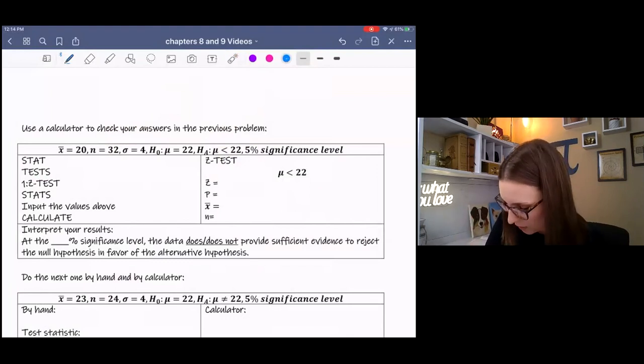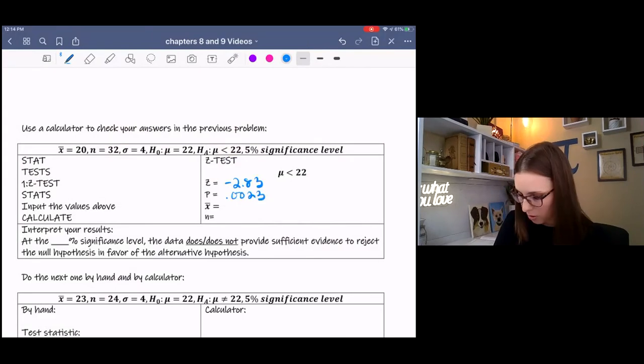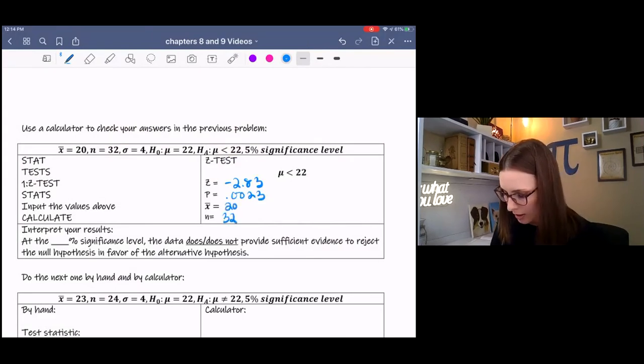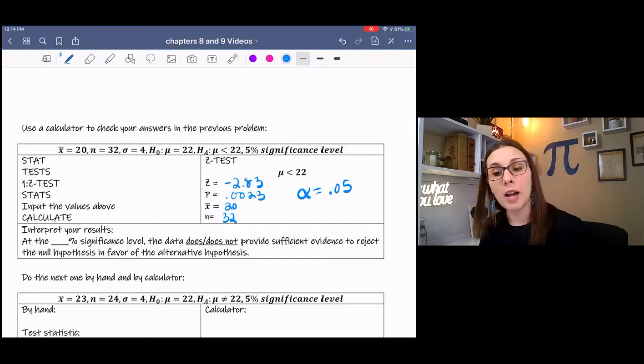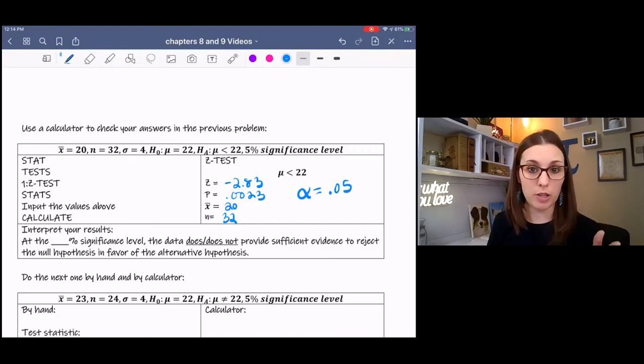So we got a z-score of negative 2.83, a p-value of 0.0023, x bar was 20, n was 32. And our alpha level was 0.05. So let's pretend like we didn't do the problem on the previous page. Let's pretend like we just used our calculator and this is what we are finding.